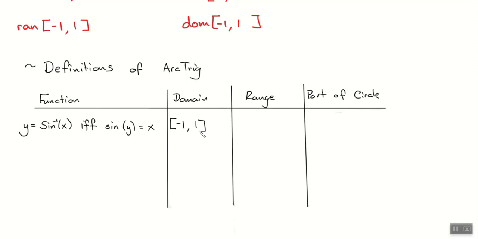And the range of arcsine is just the restricted domain of the original function. Where did we restrict to for sine yesterday? -pi/2 to pi/2. And just as a quick reminder, which part of the circle? The right half.